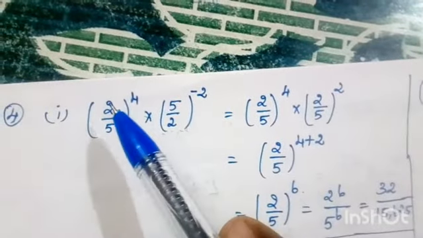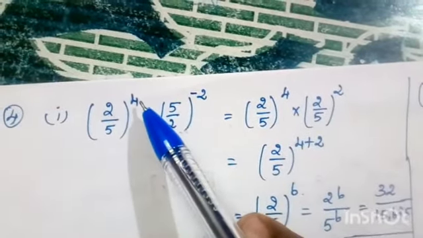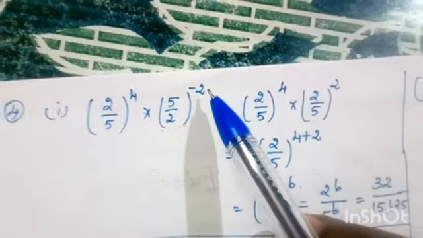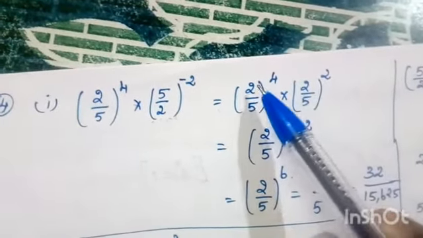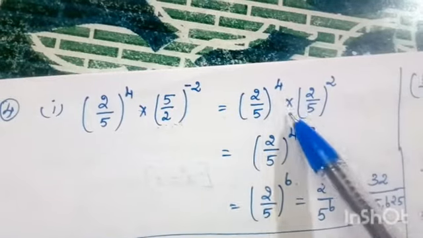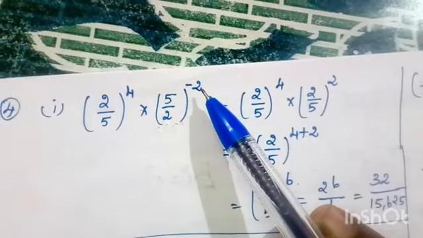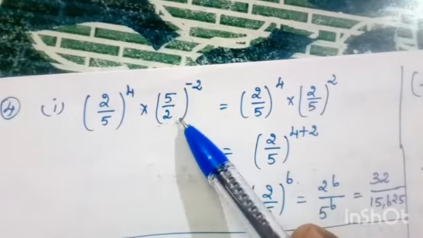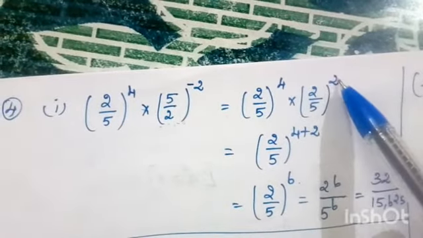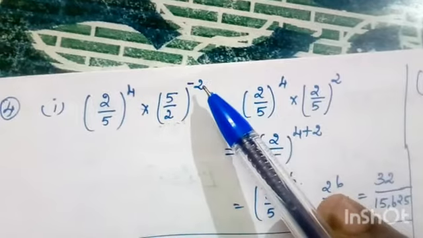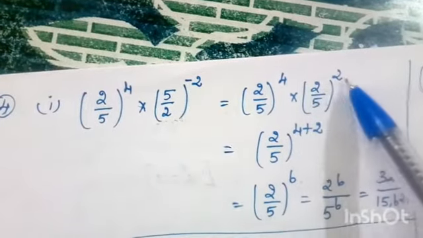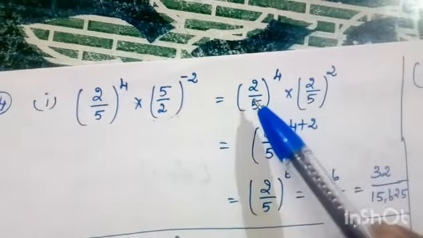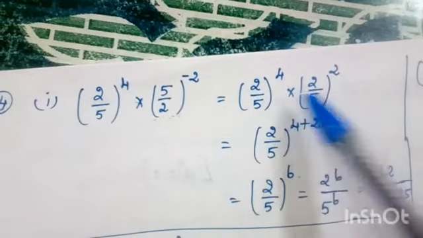First, you write the given question, (2/5)^4 into (5/2)^-2. That is equal to (2/5)^4 into, for (5/2) we have a negative power, so you have to take the reciprocal for this. That is (2/5)^2. After taking the reciprocal, the negative power becomes a positive power. Now the base is the same, 2/5, 2/5.